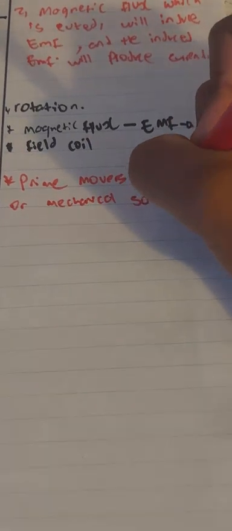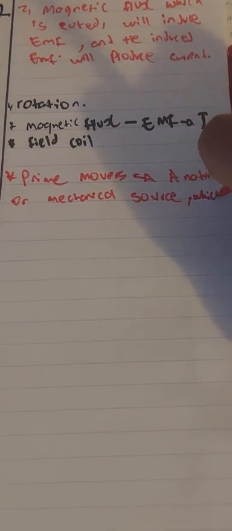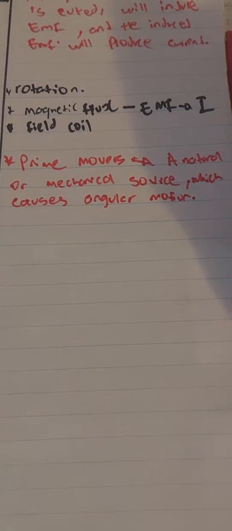In order to create that rotation, we need something we call prime movers. Rotation is caused by prime movers. And what are prime movers? A prime mover is a natural or mechanical source which causes angular motion.